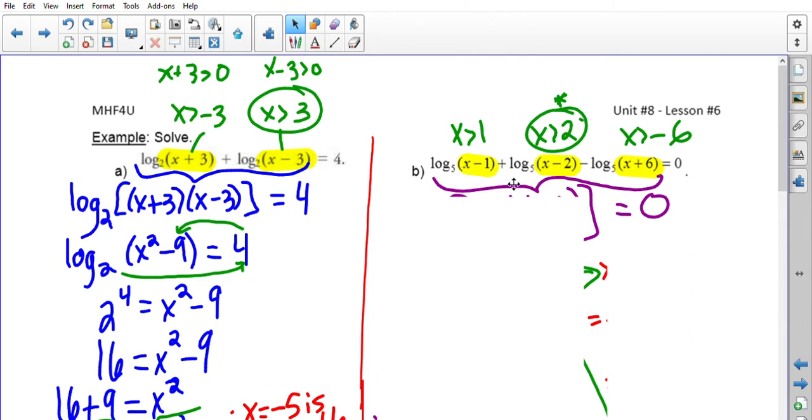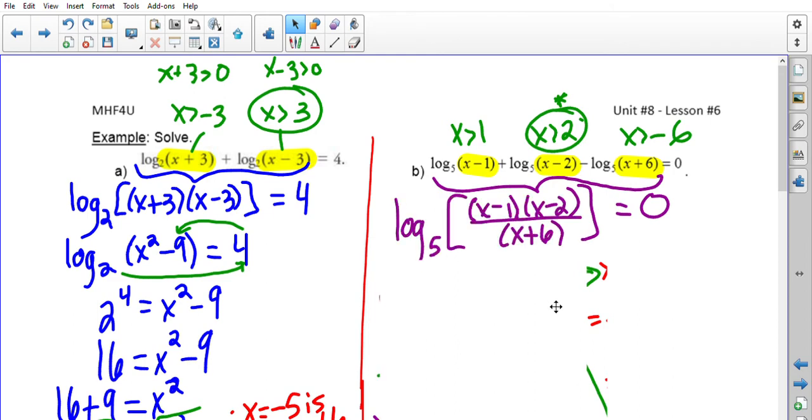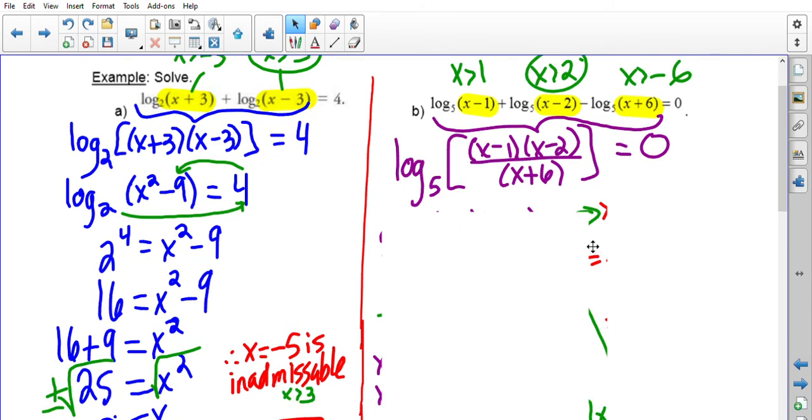Alright, so we're adding these two first and then subtracting this. So that means these two arguments can be multiplied, and then those two multiplied can be divided by x plus 6 as a single log. Okay, so we have log of x minus 1 times x minus 2 divided by x plus 6, all to the base 5 equals 0.